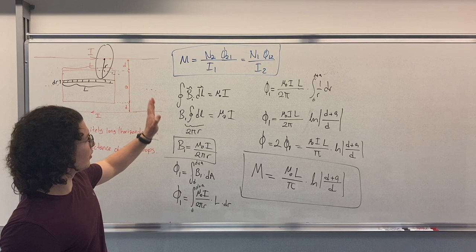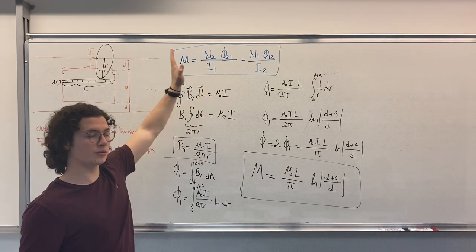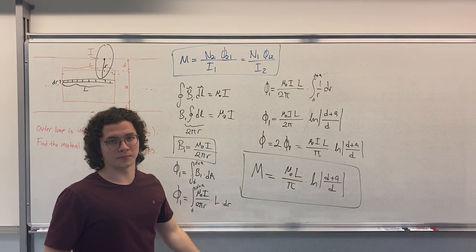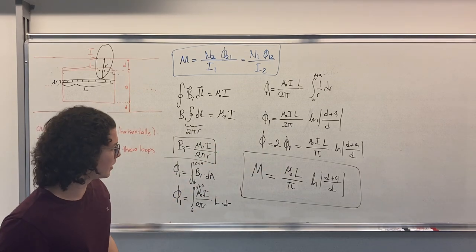As I mentioned earlier, the vertical part didn't contribute to the magnetic flux here because they're infinitely distant from this loop. So that's all for this question.